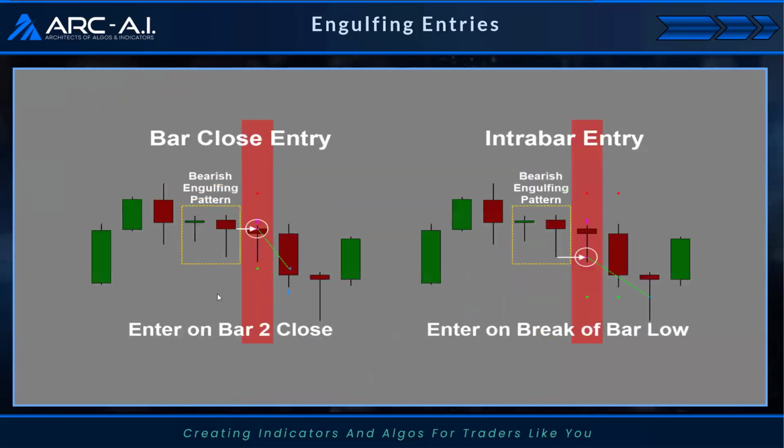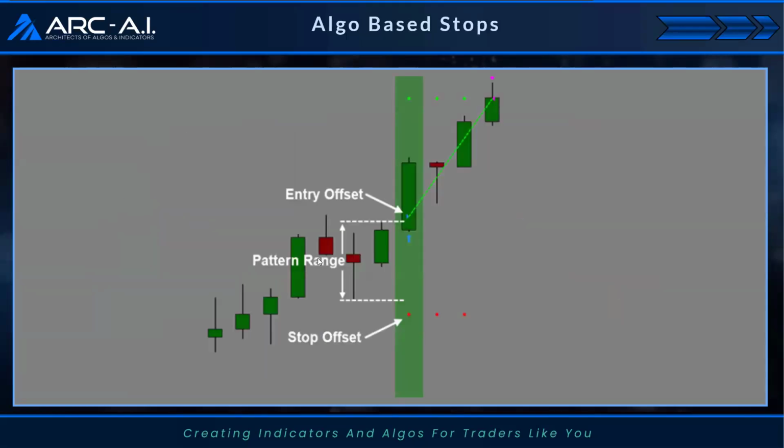Again, two different ways you can enter: bar close or intra-bar. Bar close we've already looked at. Intra-bar is going to trade below the low of the pattern. In this case, this is an engulfing bar, and it's going to have to break the low to get the entry. Yes, you can run both on the same chart. I'm going to show you how to do that. Again, algo-based stops. You're going to be able to put the stop either below the low or even above the low. We can look at it that way as well.